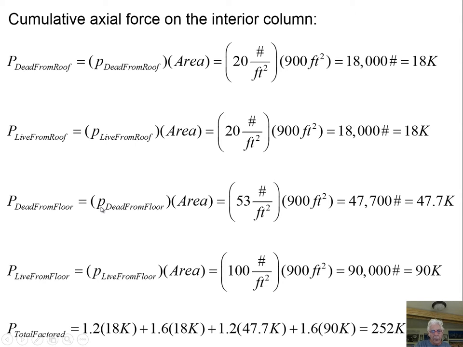Similar reasoning for the corner column: it will be one quarter of the axial force of the interior, since the area of floor supported by the column is a quarter of the area supported by the interior. Therefore, the total factored axial force for a corner column which we have designed will be one quarter of the total load for the interior, or 150 kips over 4. So this column will be fairly light.